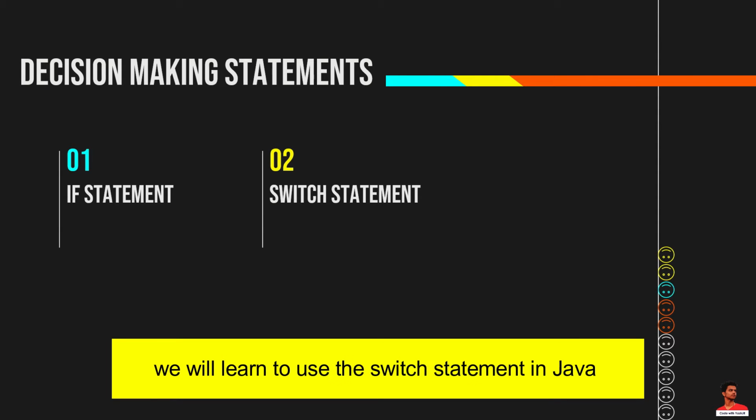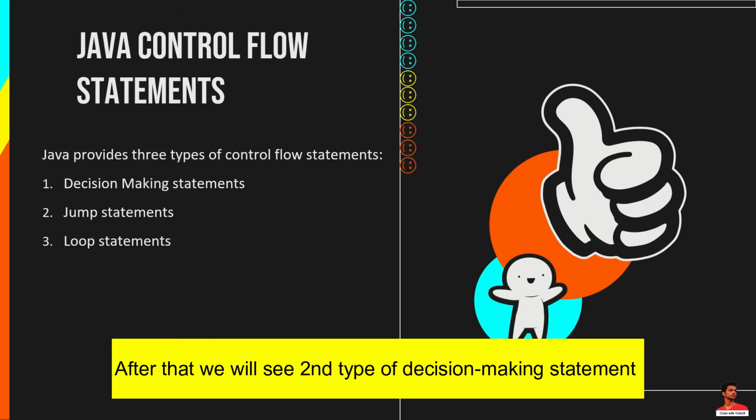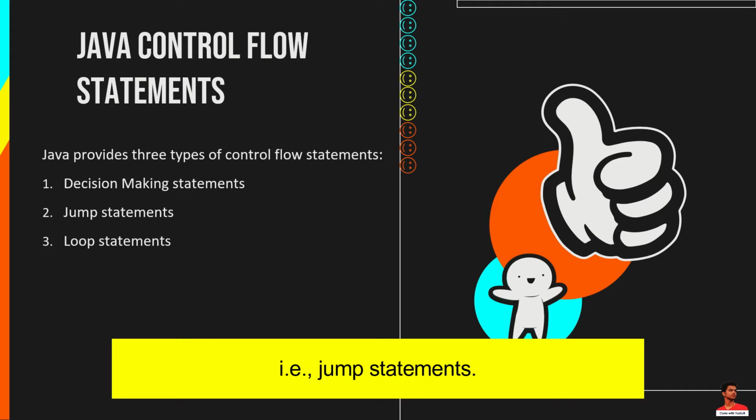In this video, we will learn to use the switch statement in Java to control the flow of your program's execution with the help of examples. After that, we will see the second type of decision making statement, that is jump statements.